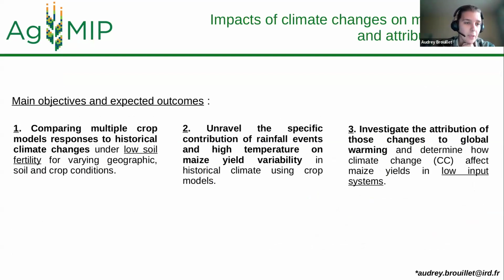We have three major objectives for conducting this study. First, we wanted to compare multiple crop models' response to historical climate changes. Second, we wanted to evaluate the specific contribution of levels of rainfall and temperature on yields, again using crop models. And the third, main objective, was to investigate the attribution of such changes to global warming and possibly determine how this global warming affects yields in low-input systems.